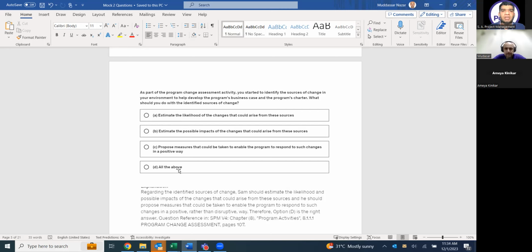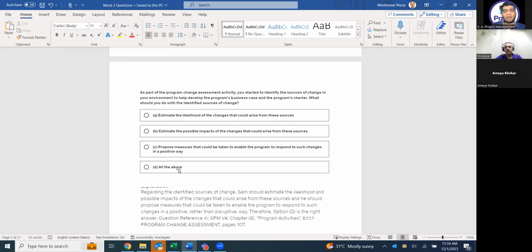If the question was what would be the first step that you will do to identify the source of change, then the answer would be document the risk, document the sources of change. First, you have to identify the risk, means put it in the risk register. So if he had asked that, option A would be there. Estimating the likelihood is the second step. Risk analysis is the second step. In that case, he must give you document the risk first.